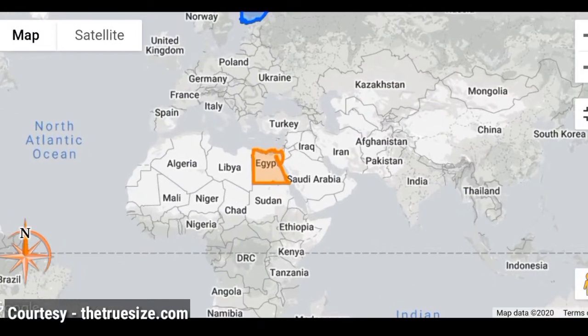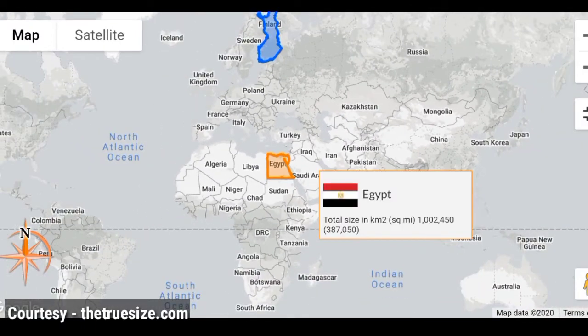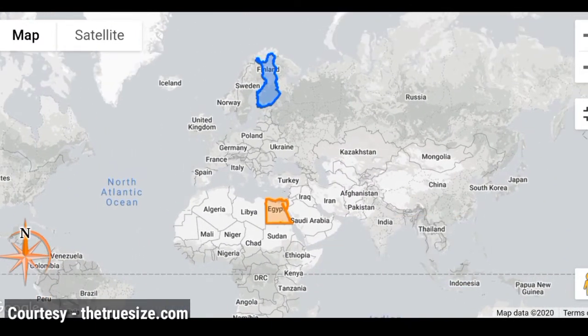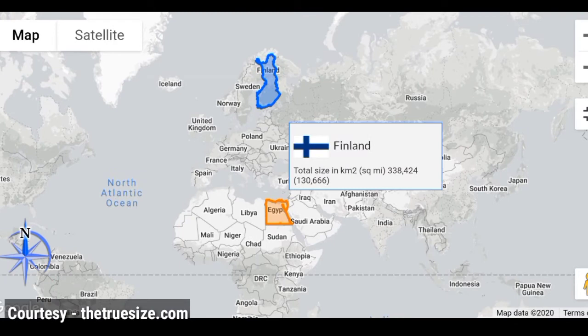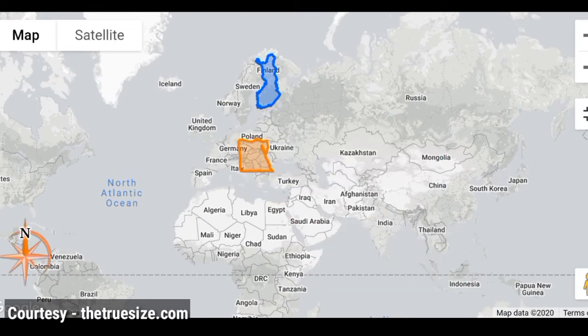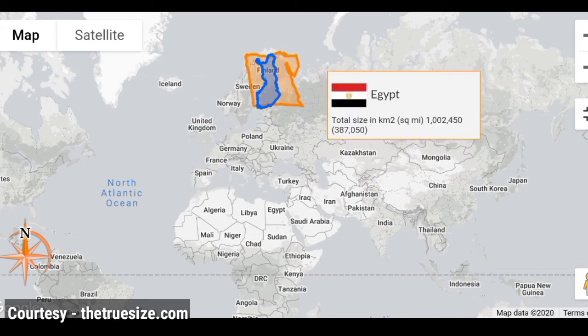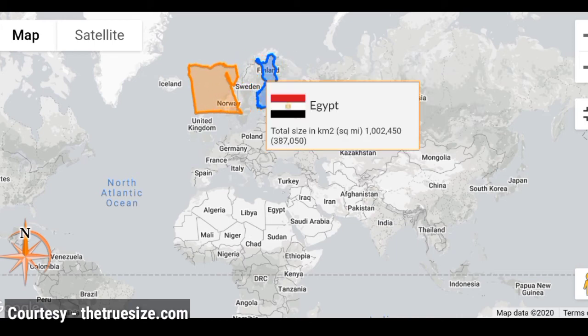Similarly, look at an equatorial country like Egypt. On a normal global map, it looks almost the same size as a North European country, say Finland. Now when you move Egypt next to Finland, you actually get to see it's almost double in size.